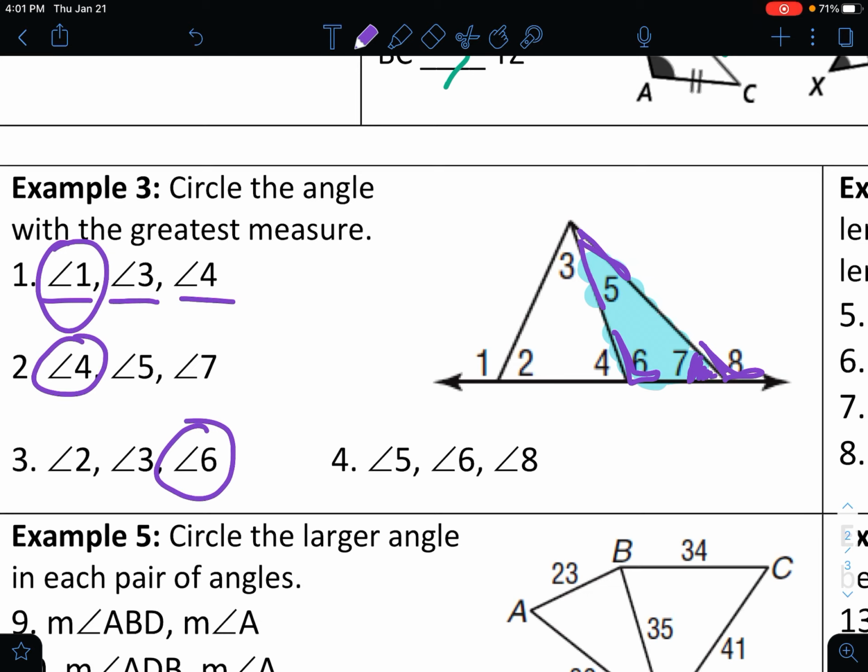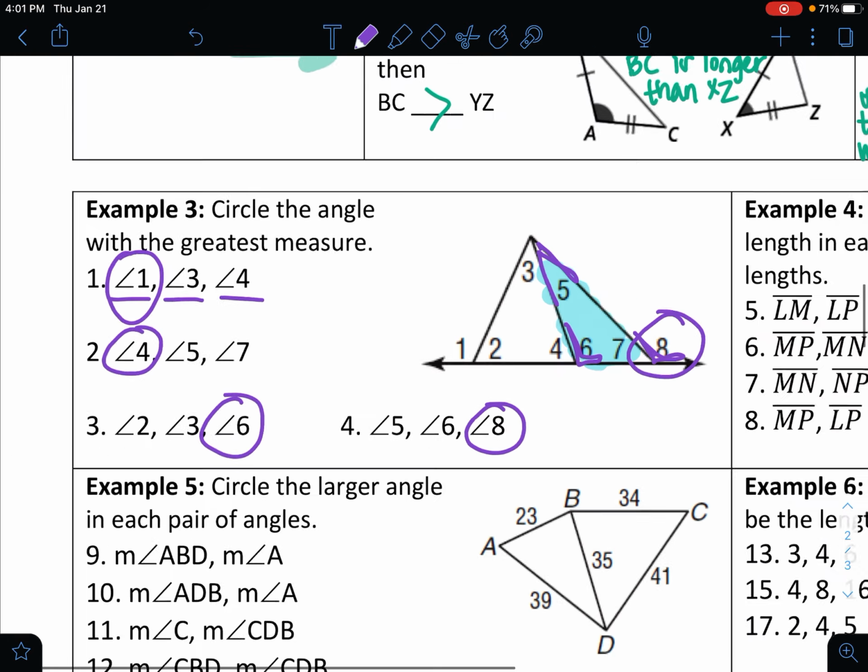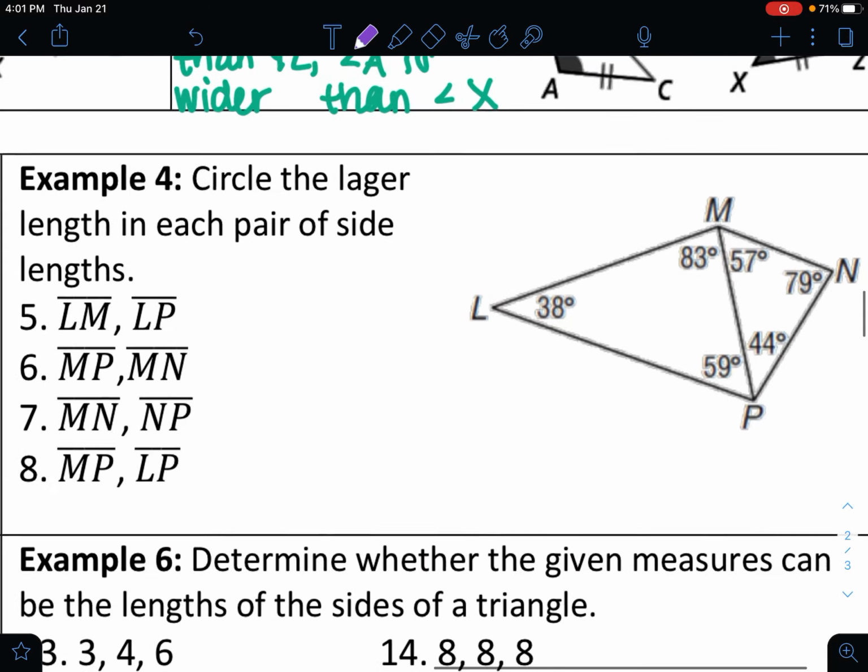Angle 7, even though it's inside the triangle, is not a remote interior angle. It's an adjacent interior angle because it's next to angle 8. That's the difference if you cared to know. Anyway, obviously angle 8 is greater. So, yeah. All right, example 4.